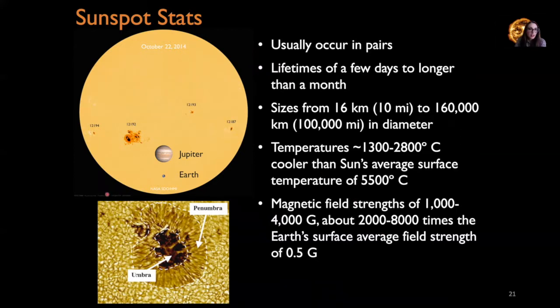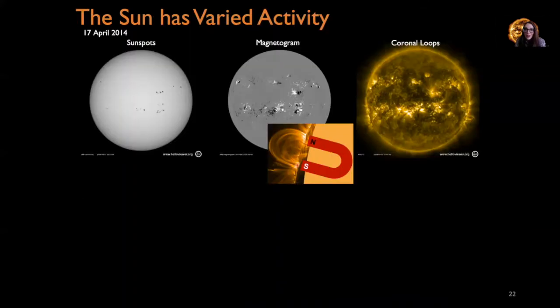Here's one of the largest sunspots that has ever been recorded, and it's about the size of Jupiter. Okay, so one of the largest sunspot regions. So these can get quite big. These sunspots are dark because the temperatures there are a little bit cooler than the sun's surface average. So the temperatures of a sunspot can be about, right here it says, 1,300 to 2,800 degrees Celsius cooler than the sun's average surface temperature.